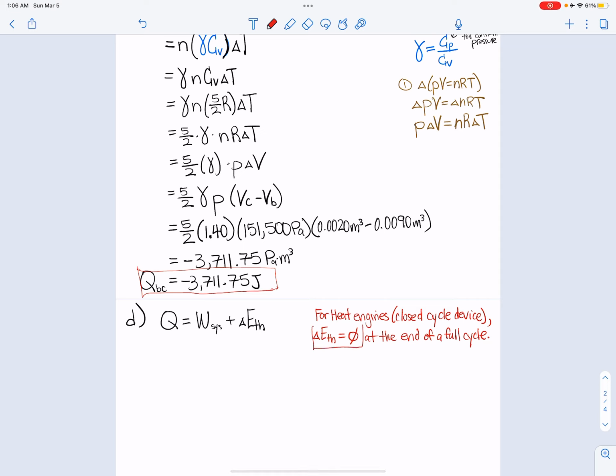So delta ETH equals 0. The change in thermal energy equals 0 for heat engines. I found that out from the lecture video for chapter 20.